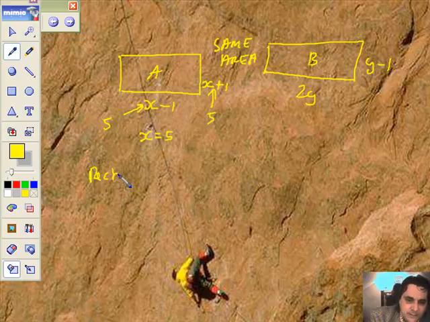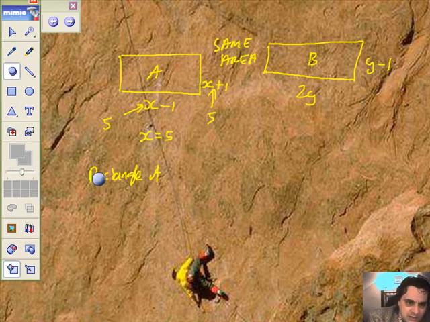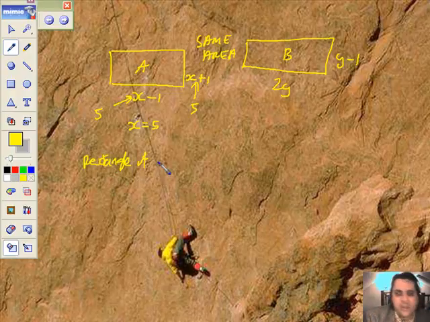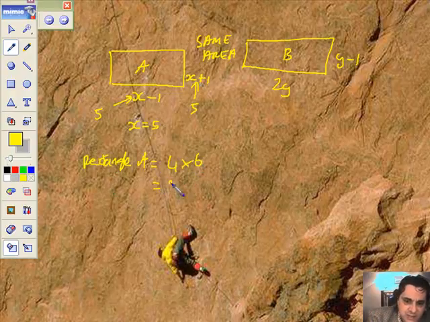So rectangle A, didn't work out very well. Rectangle A, R-E-C-T. Anyway, rectangle A is going to be, well, 5 take away 1 is 4, and 5 plus 1 is 6, so 4 times 6 is 24. Doesn't even mention centimetres. Let's assume they're in centimetres. I'm going to call that centimetre squares.